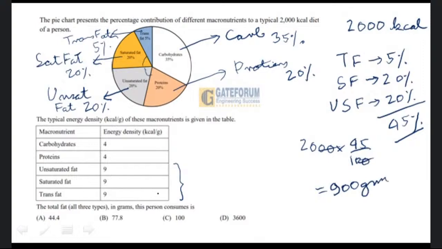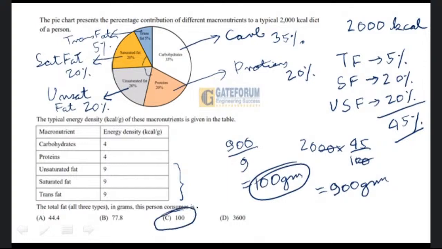And since all of them have 9, we ask what is the quantity of the three types of fats consumed to give us this many kilocalories. It is 9 kilocalorie per gram. So 900 divided by 9 is 100 grams of all the three fats in total consumed to give us this. Let us see the options. There is 100. The total fat this person consumes is 100 grams of all the three types.